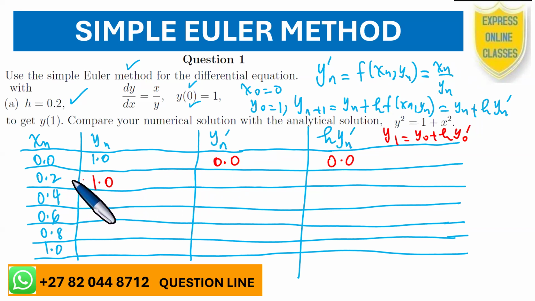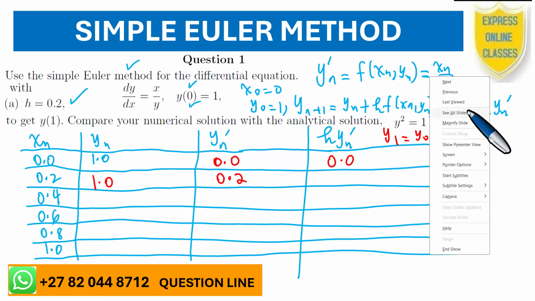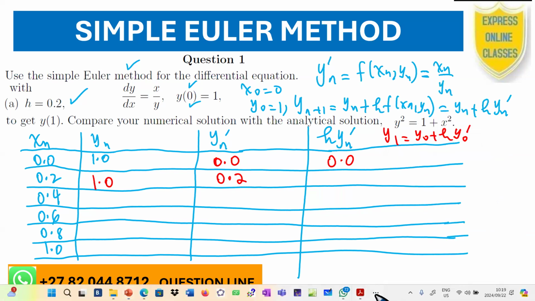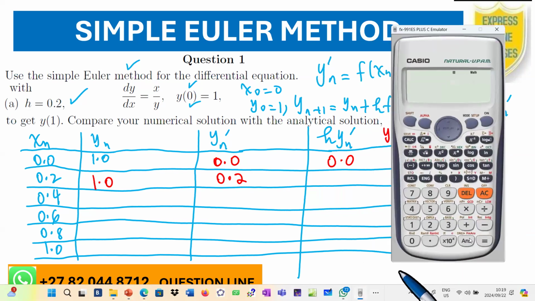x1 is 0.2, divided by y1 is 1, which is 0.2. Now, at this point, you need to multiply h by the preceding y primed. h is 0.2, and you multiply by 0.2, and you get 0.04. Okay, you can just verify that one, just to make sure that we understand exactly what is happening.